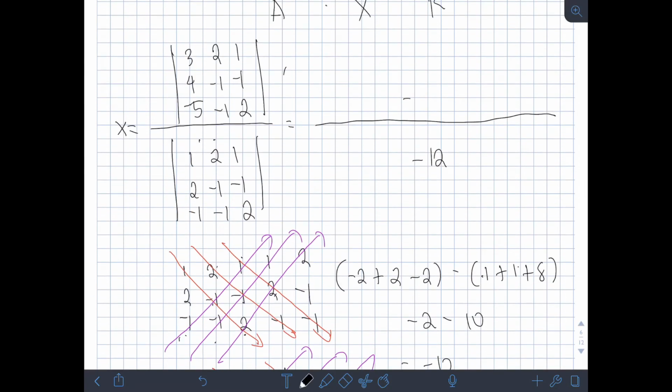So therefore we have negative 24 numerator. So negative 24 divided by negative 12 is positive 2. Okay, so therefore x is positive 2.